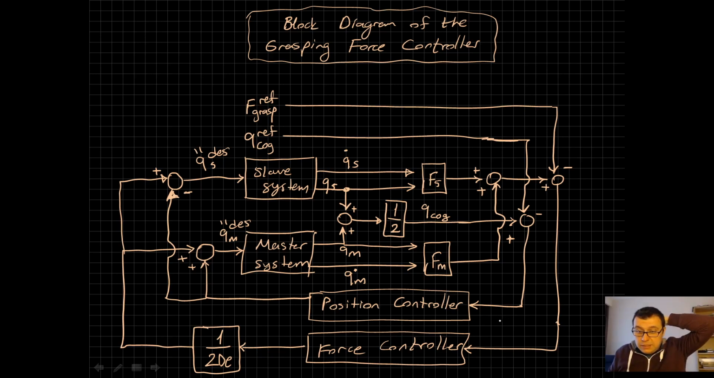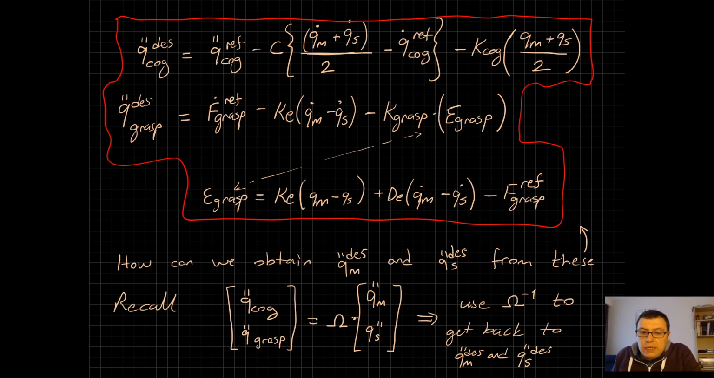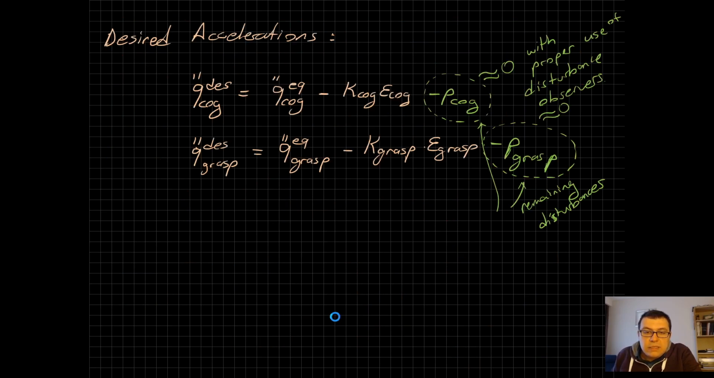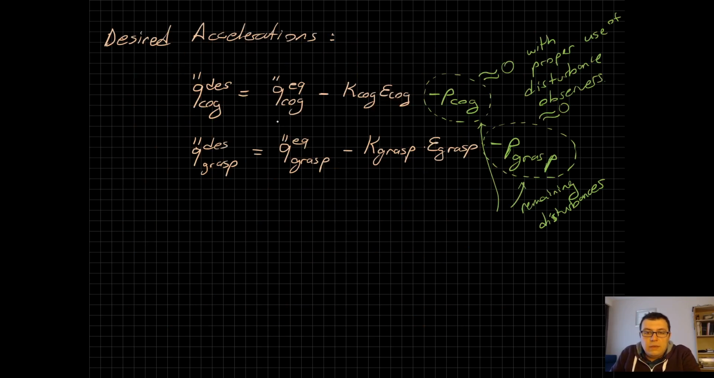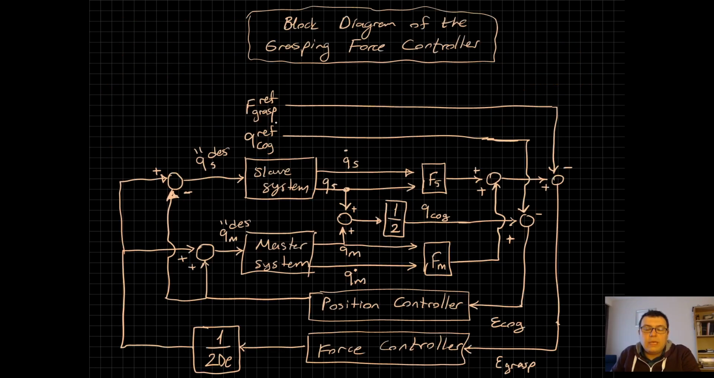I can write here, this is ECOG, that is E grasp. The grasp force error, center of gravity error, and this 1 over 2 dE comes from that omega matrix. If you look back here, just take the determinant and try to invert that. You're going to see that 1 over 2 dE comes naturally. Okay.